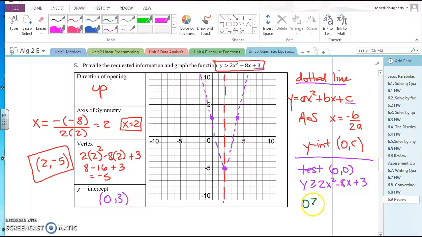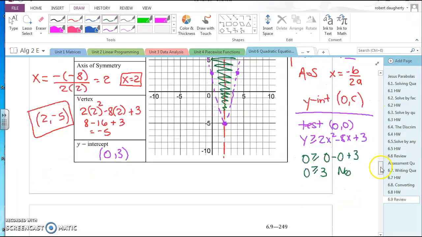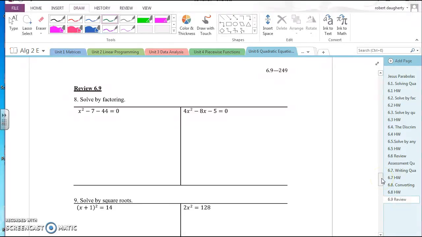So is 0 greater than 0 minus 0 plus 3? Is 0 greater than 3? The answer is no. 0 is not greater than 3. So that means 0, 0 is not part of my solution. So if that's not part of my solution, then my solution has to be this area right here. Okay. And again, if your equation is y greater than or y less than, y greater than means you're going to be shading above. Y less than means you're going to be shading below. Okay. But it's always good to test a point just to make sure with that. That's the end of page 2. We'll come back for page 3.